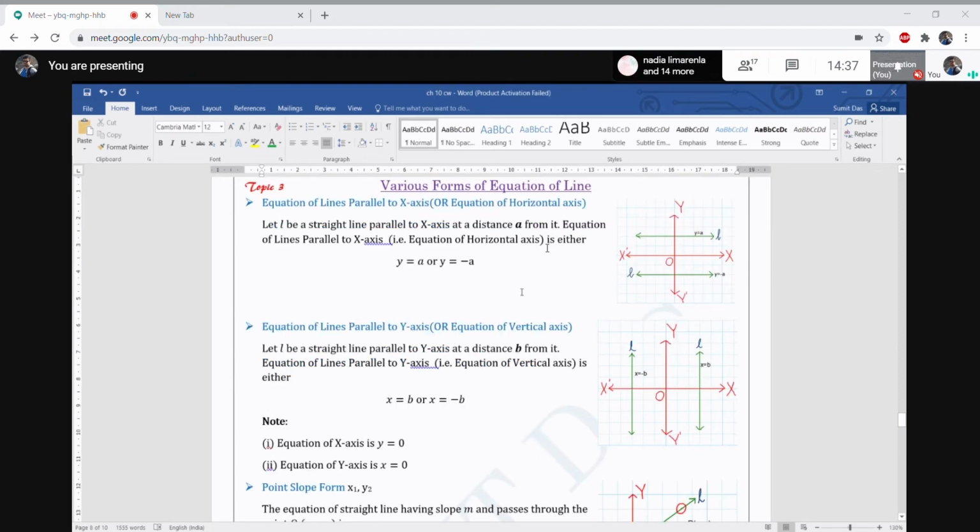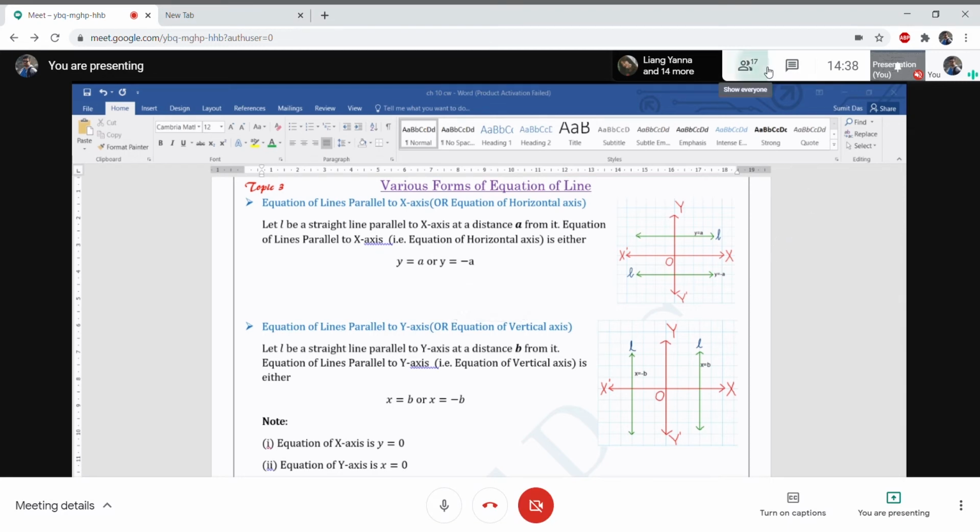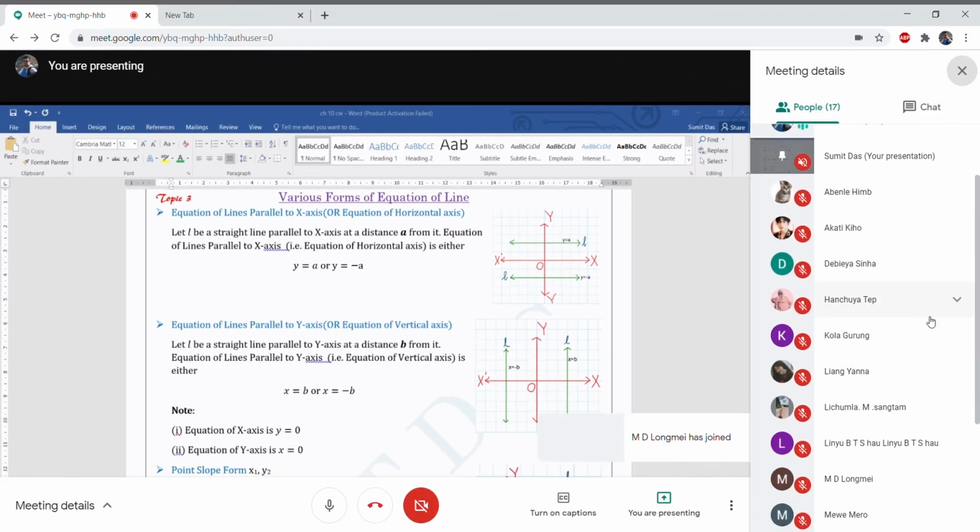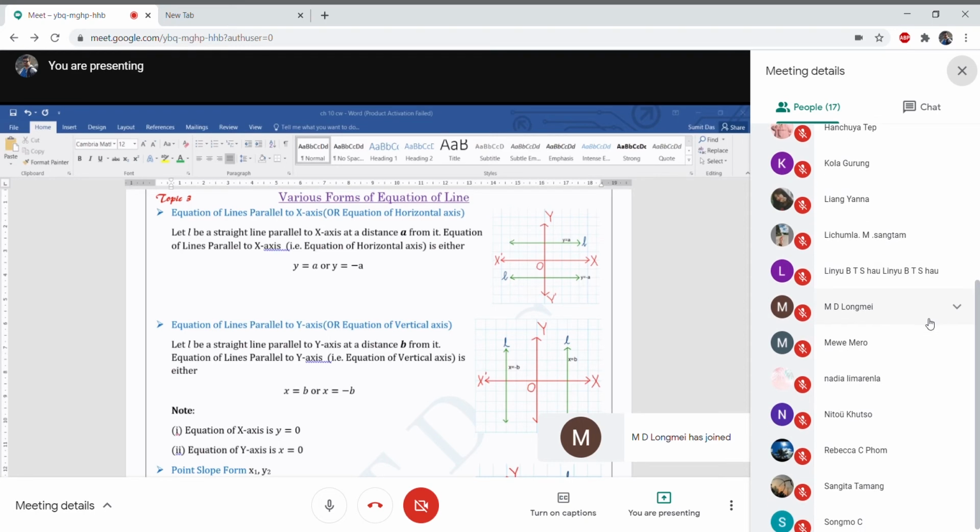Similarly, for the equation of a line which is parallel to the y-axis, you can see in the diagram, these lines are parallel to the y-axis. One line is on the positive x side and another is on the negative x side. So for the line on the positive x side, the equation is x equal to b, and if it is on the negative side, it will be x equal to minus b. It is also called the equation of a vertical axis. Okay, so it is very easy to remember.